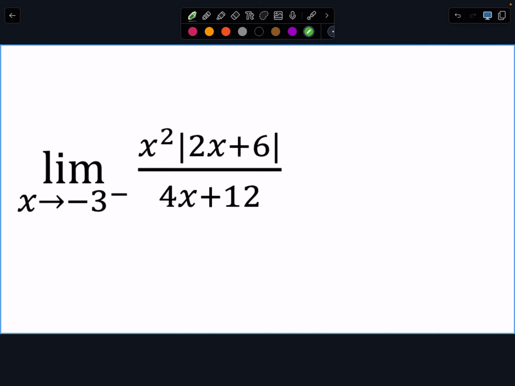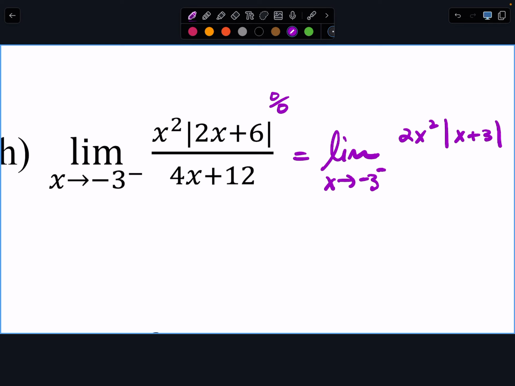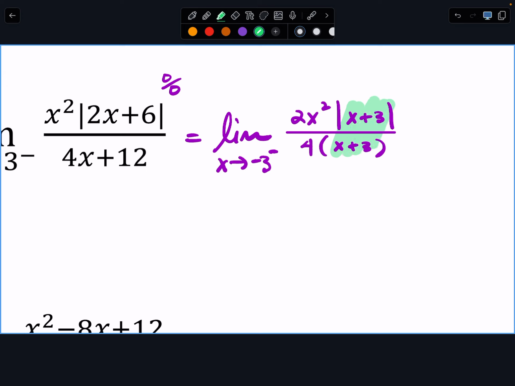All right, getting a little bit more complicated looking, but you're still like, hey, I run into 0 over 0. I'm on high alert for a Jumpman though. So what could you do? In the numerator, we can think about factoring a 2 out, and in the denominator, we can think about factoring a 4 out. Making sure you've written down your limit as x approaches -3 from the left, I'll have 2x squared times the absolute value of x plus 3, over 4 times x plus 3. So then you're like, ah, I see Jumpman there.